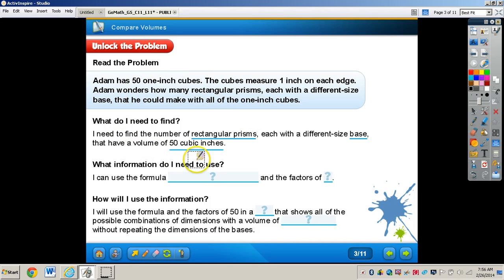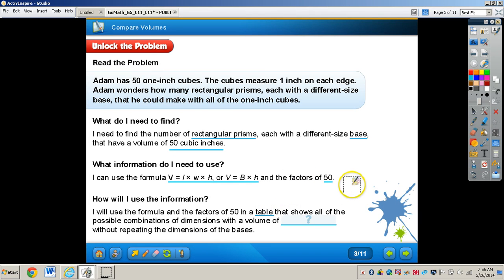Now, what information do I need to use? We can use the formula volume equals length times width times height, or volume equals base area times height. Either of those two will do. And also the factors of 50. Those are important to think about as well. Now, how will I use the information? We're going to use the formula and the factors of 50 in a table.